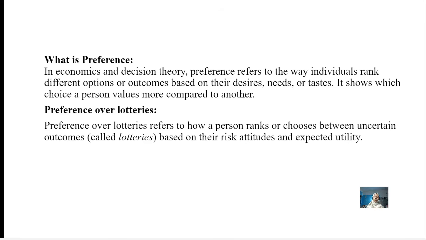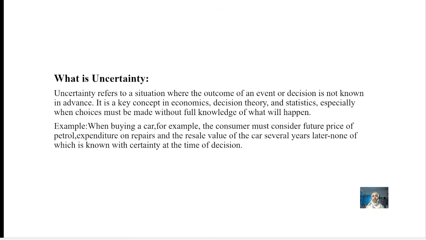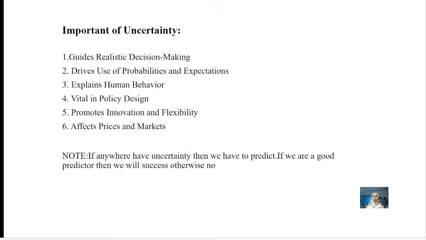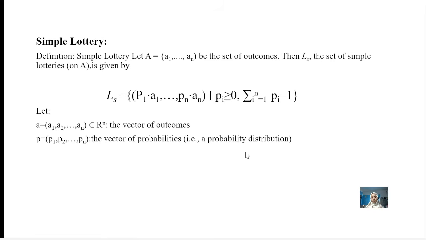First of all, we have to know what preference and uncertainty are, because these are very closely related to preference over lotteries. Uncertainty means when the outcome of an event is not known in advance, and preference over lotteries means the way an individual ranks his choices based on desired outcomes, desires, wants and needs. Preference over lotteries means how a person chooses between uncertain outcomes based on their risk attitude and expected utility.